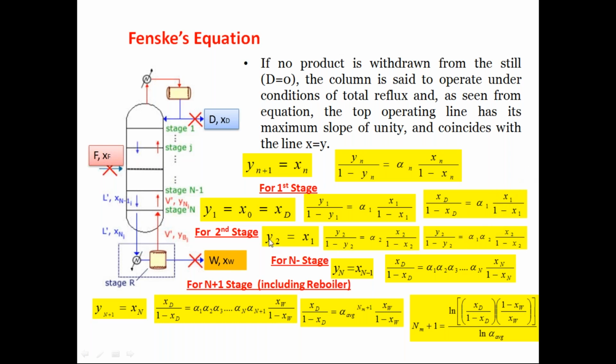be, because y2 is equal to this one, because you know xd by 1 minus xd is equal to alpha 1, then y2 by 1 minus y2. So y2 by 1 minus y2 is again equal to this one, alpha into x2 by 1 minus x2. Therefore y2 by 1 minus y2, I think this is xd by 1 minus xd. Sorry, please correct it. xd by 1 minus xd is equal to alpha 1 into alpha 2 x2 by 1 minus x2. This equation will be obtained.